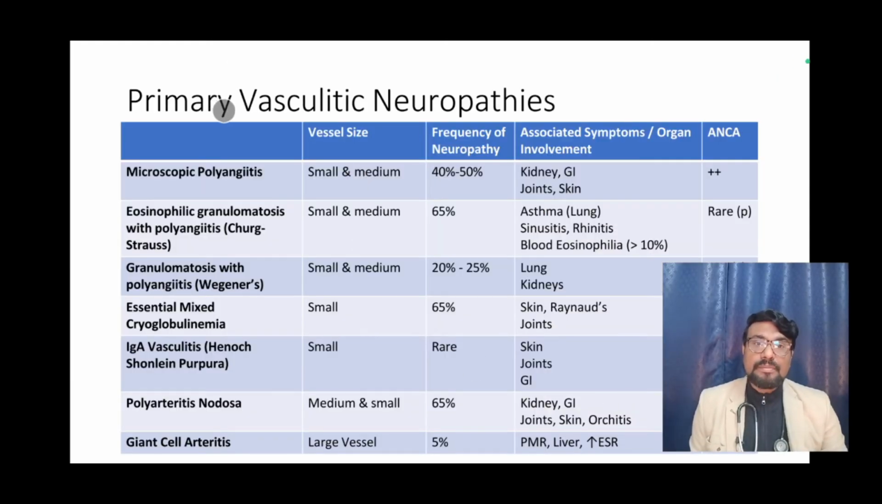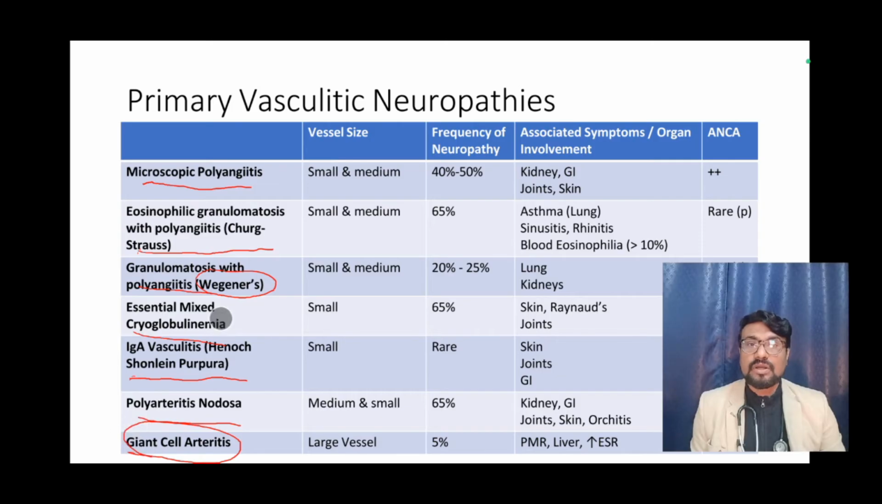So, common primary vasculitic neuropathies include microscopic polyangiitis, eosinophilic granulomatosis with polyangiitis, that is Churg-Strauss syndrome, granulomatosis with polyangiitis, that is Wegener's, essential mixed cryoglobulinemia, IgA vasculitis, that is Henoch-Schönlein purpura, polyarteritis nodosa, or giant cell arteritis.